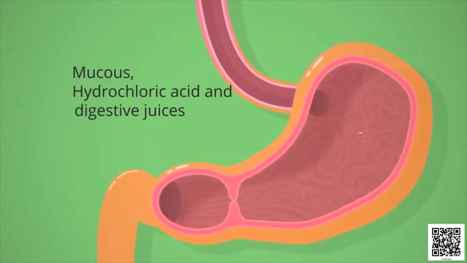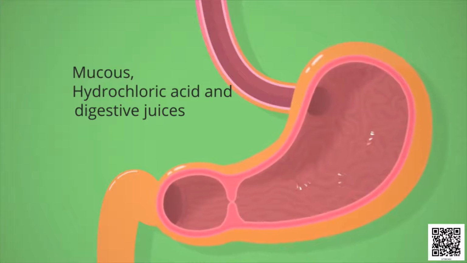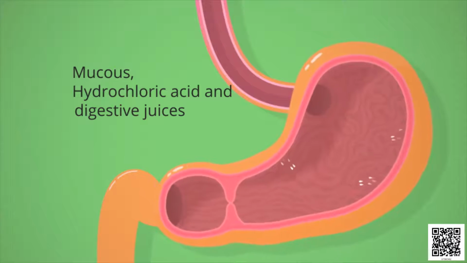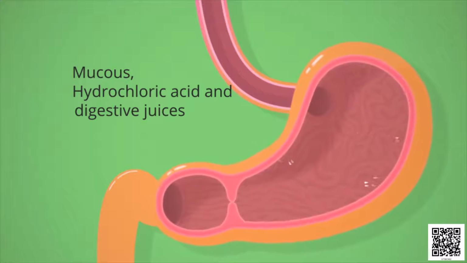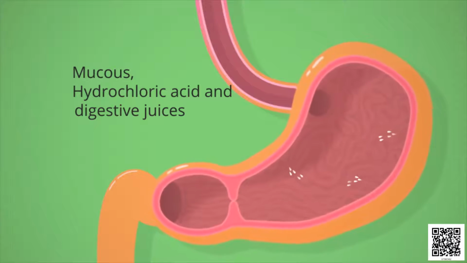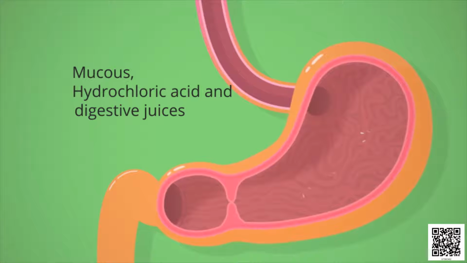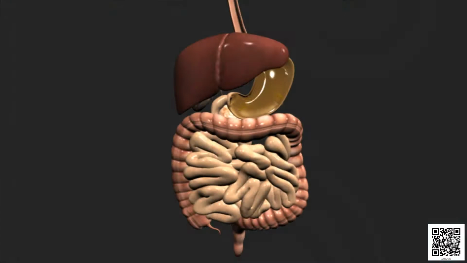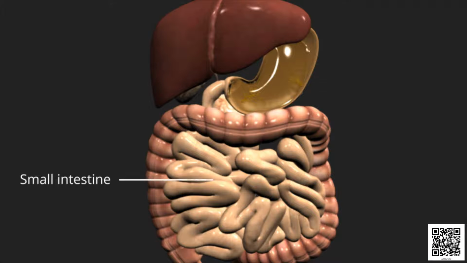The acid kills many bacteria that enter along with the food and makes the medium in the stomach acidic and helps the digestive juices to act. The digestive juices break down the proteins into simpler substances. Now the food enters the small intestine.